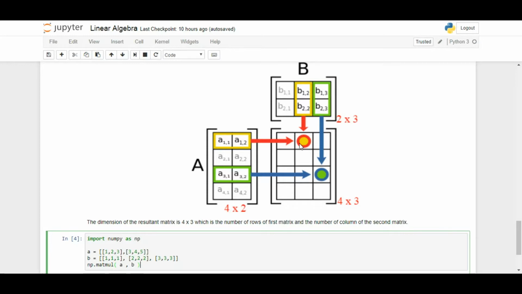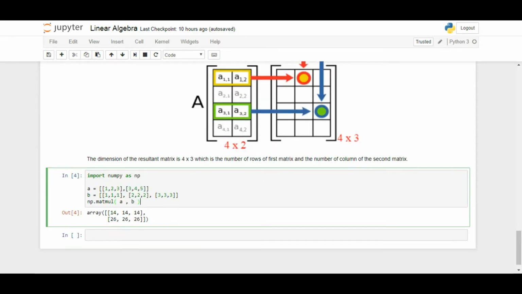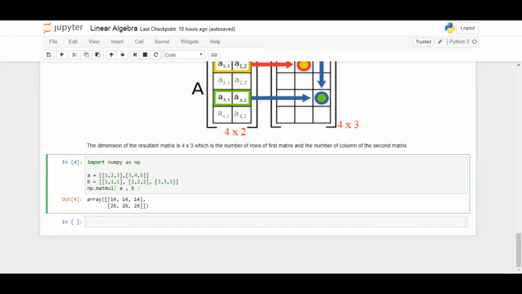One thing you need to remember, the dimension of the resultant matrix is going to be the number of rows in the first matrix and the number of columns in the second matrix. And we have four rows in the first matrix and three columns in the second matrix. That's why it is 4 cross 3. And we can create a function to do this operation.